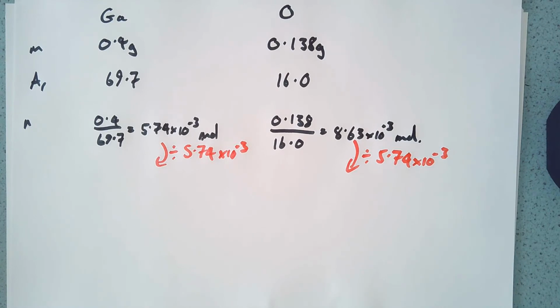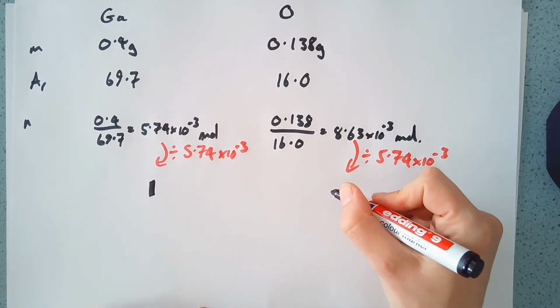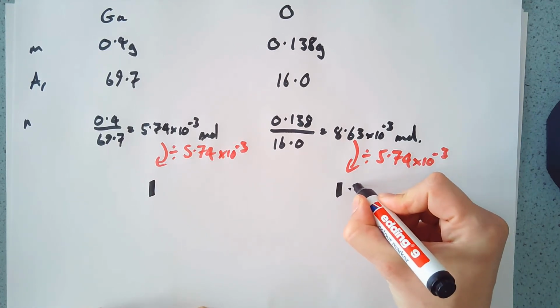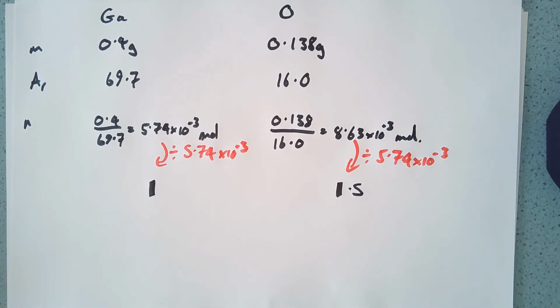And that is going to give us the numbers 1 and here 1.5. Now the temptation here is to round this to 2, and that's not the right thing to do, because we know that 0.5 is a fraction which is a half, so we're basically saying 1.5 here. So for 1 atom of gallium you get 1.5 atoms of oxygen.